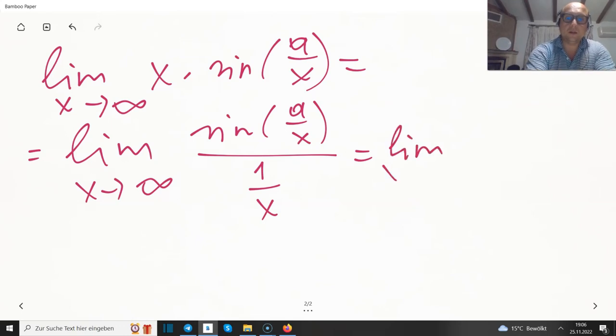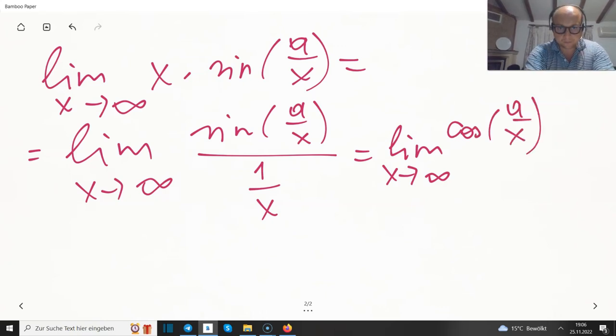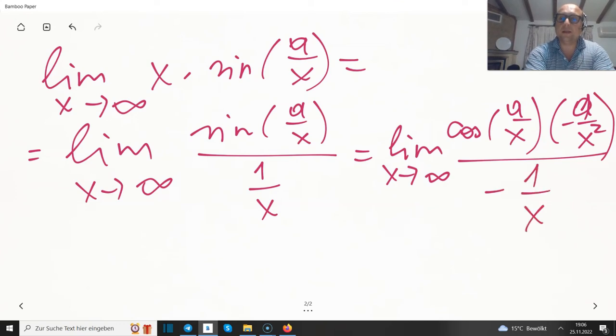Yes, sir. Let's see. We have cosine of a divided by x. Now we have the inner function. It gives us minus 1 divided by x squared, right? Minus a, I would say, divided by x squared. Divided over, well, the derivative of 1 divided by x is minus 1 divided by x squared. You see, we can perfectly cancel this. It just gives you a.